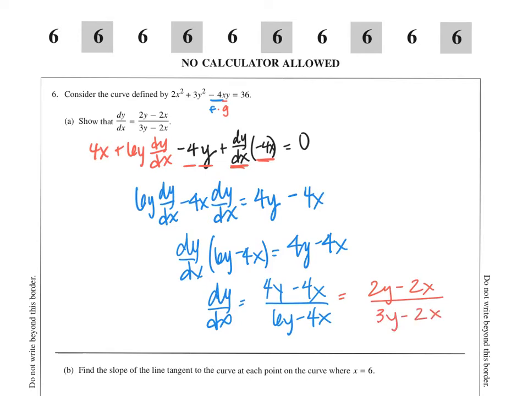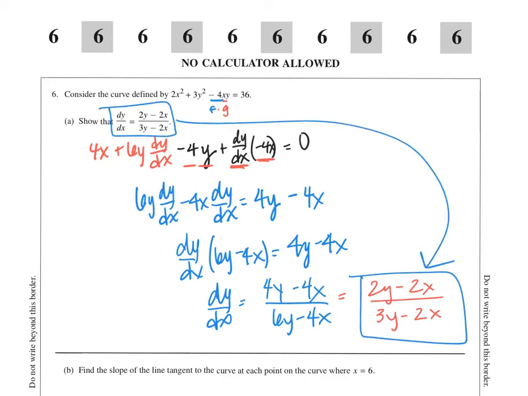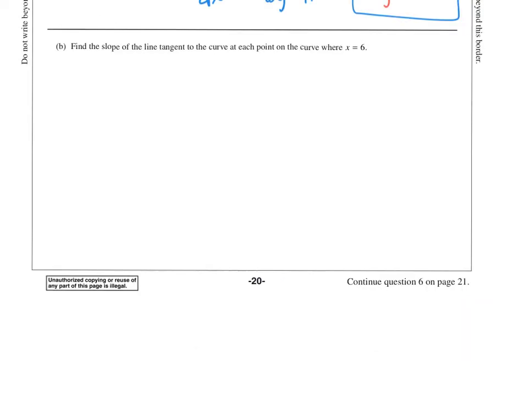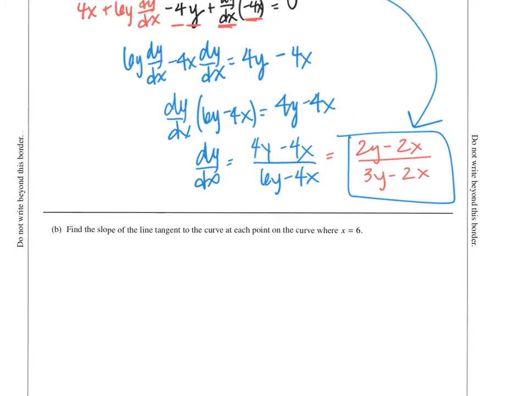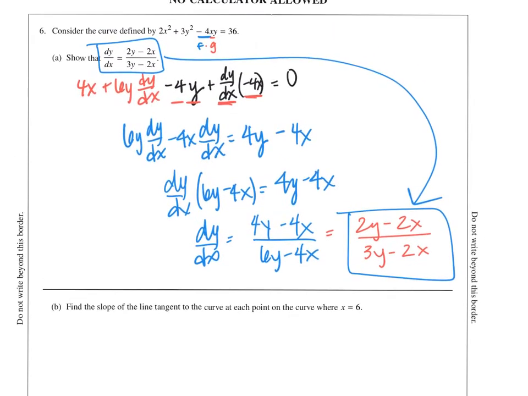And is that what they asked us to prove? It sure is, my derivatives match. Okay, in part B, they said find the slope of the tangent line to the curve where x is 6. Well, again, we know that this is the slope, so they want us to find that slope when x is 6.